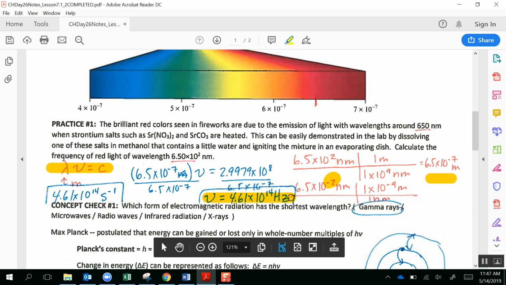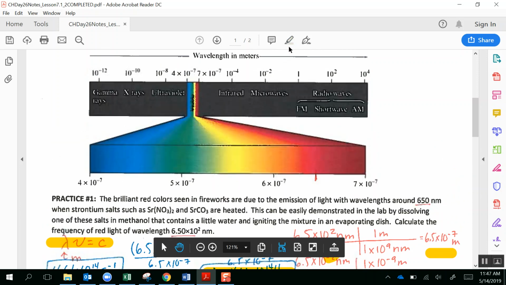The concept check question: which form of electromagnetic radiation has the shortest wavelength? If we scroll back up, then we will see that gamma rays are on the left-hand side, and they are a lot smaller than radio waves, which are on the right-hand side.